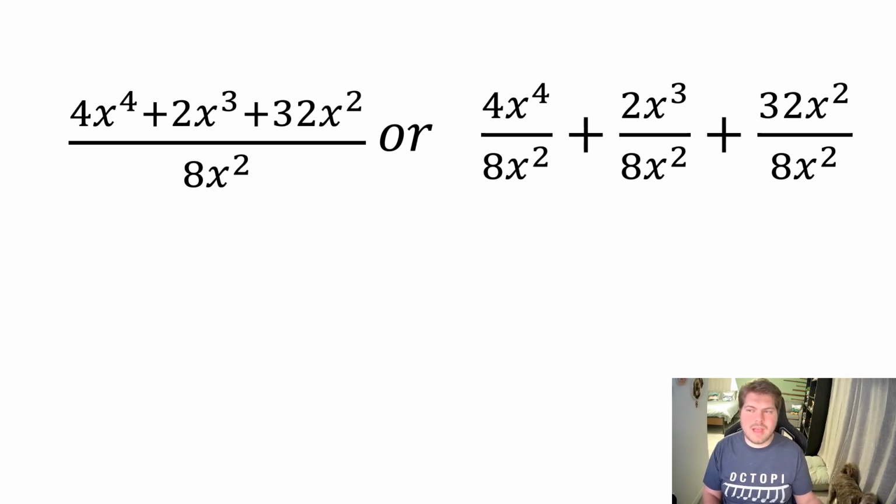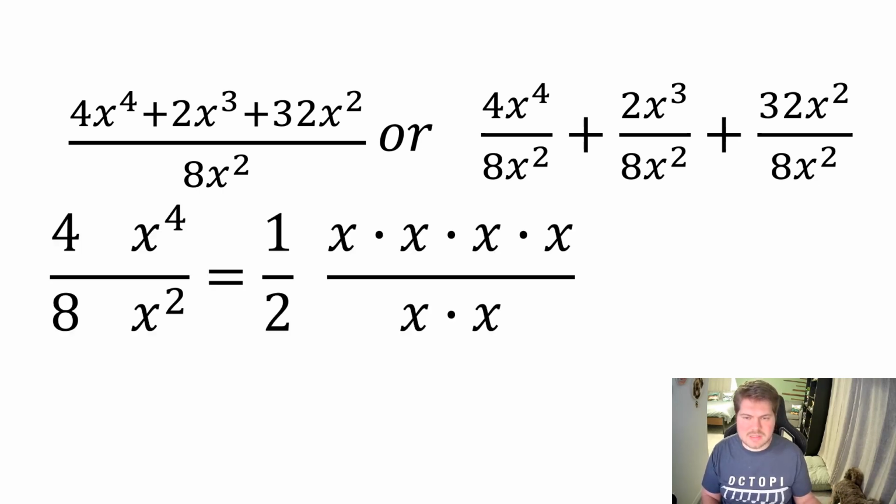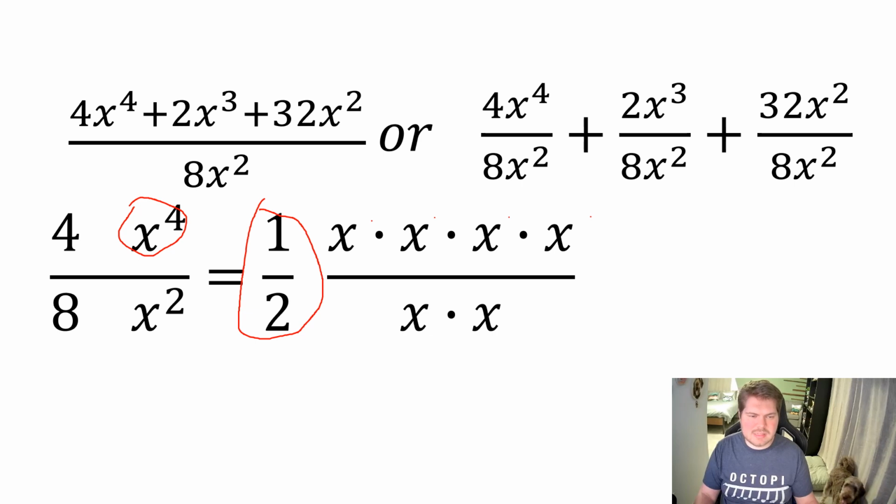So think about it as 4 divided by 8 and x to the 4th divided by x squared for the first bit. And 4 divided by 8 is 1/2. And x to the 4th is the same as x times x times x times x. And x to the 2nd is the same as x times x, right? So it makes sense that this would be kind of what's happening behind the scenes.